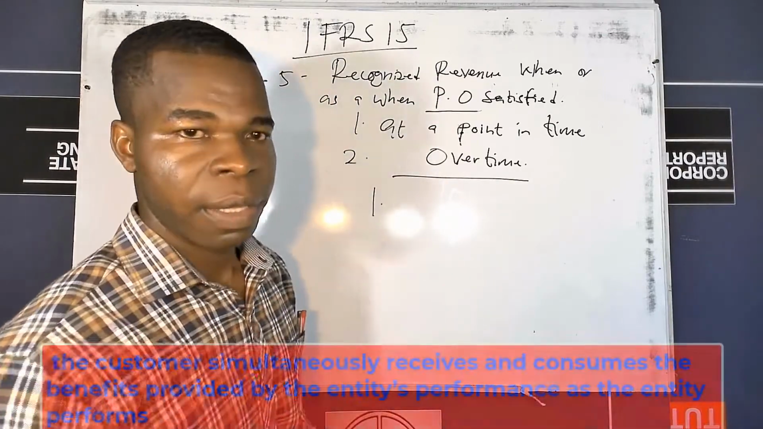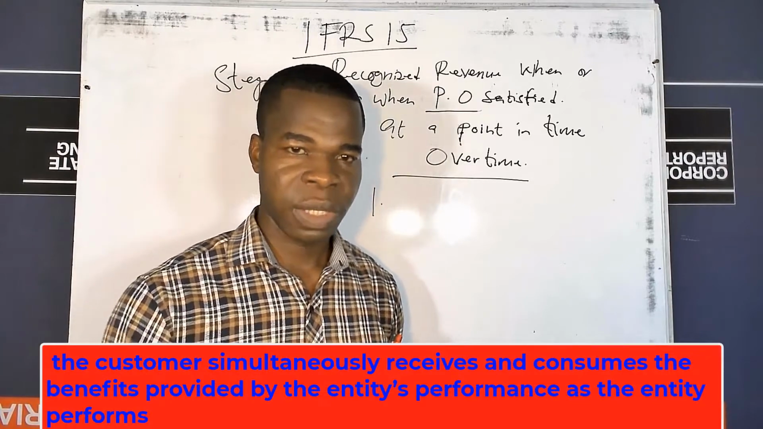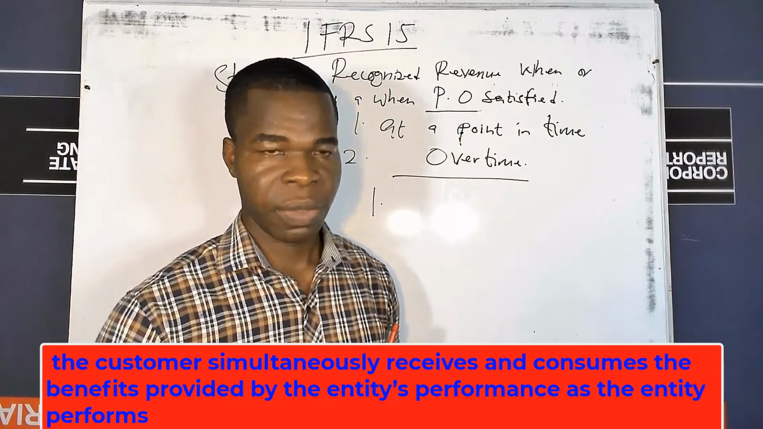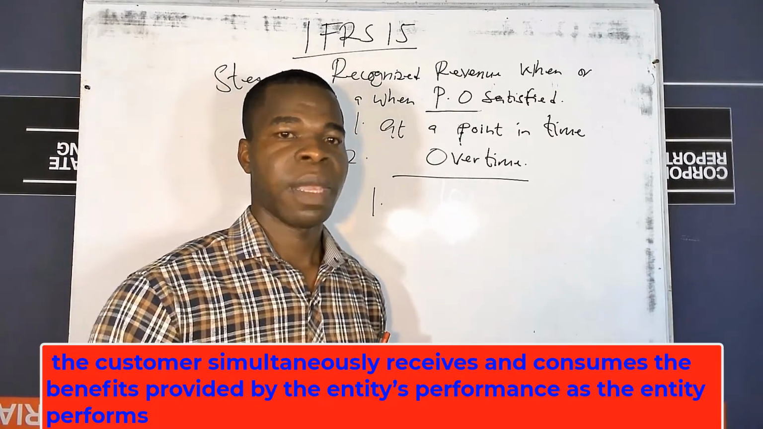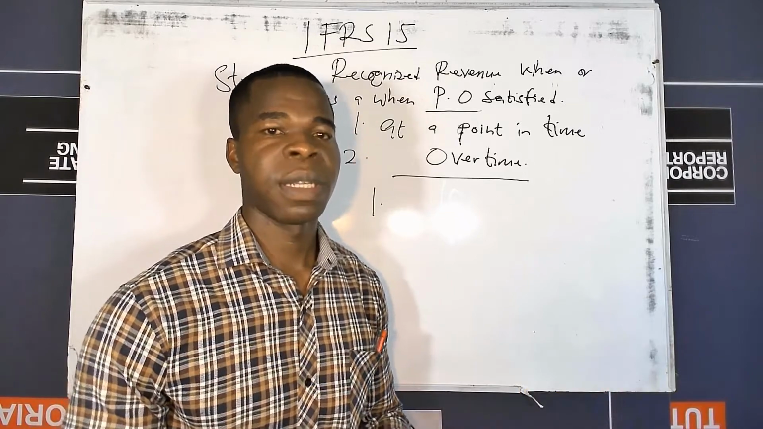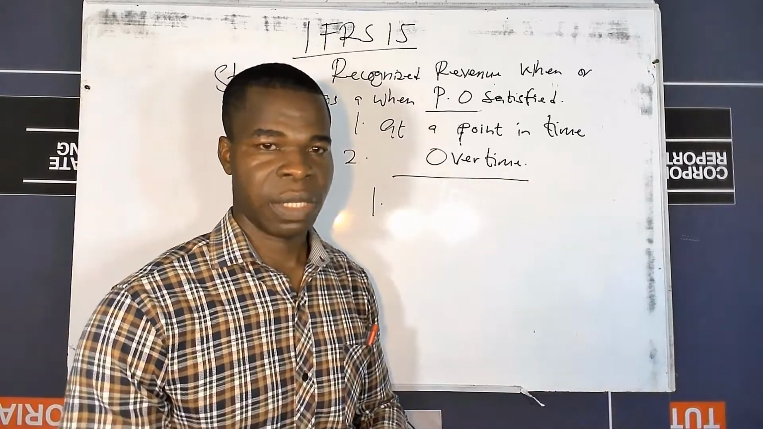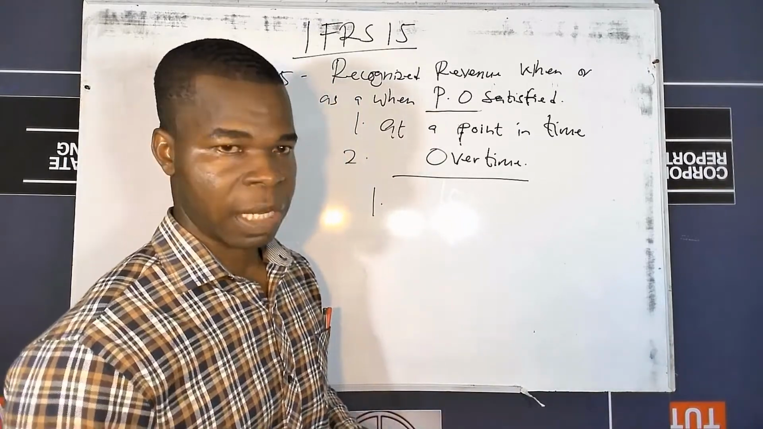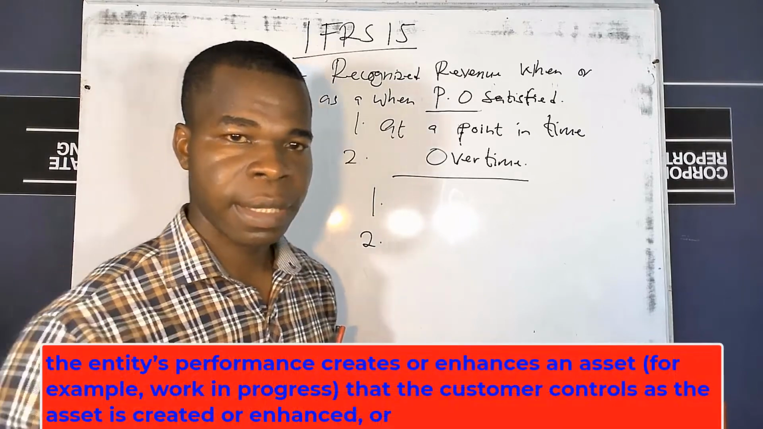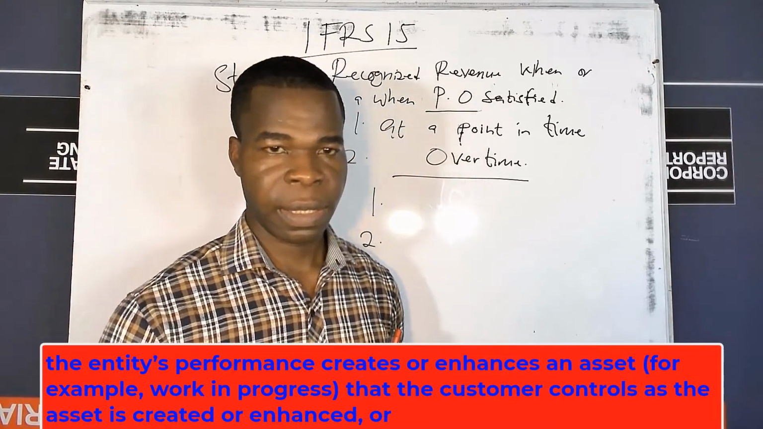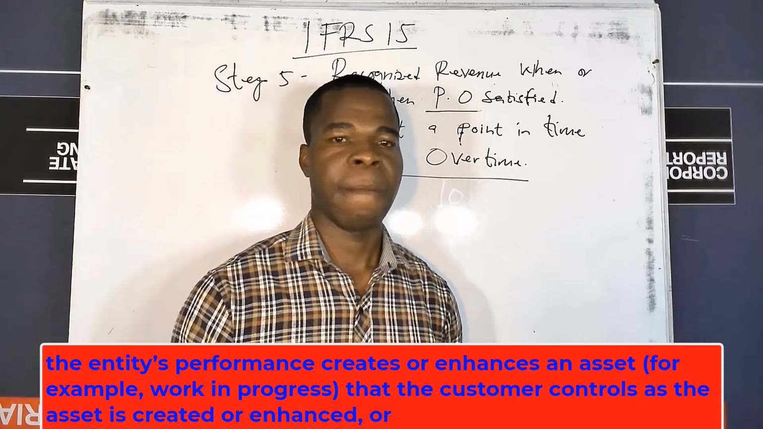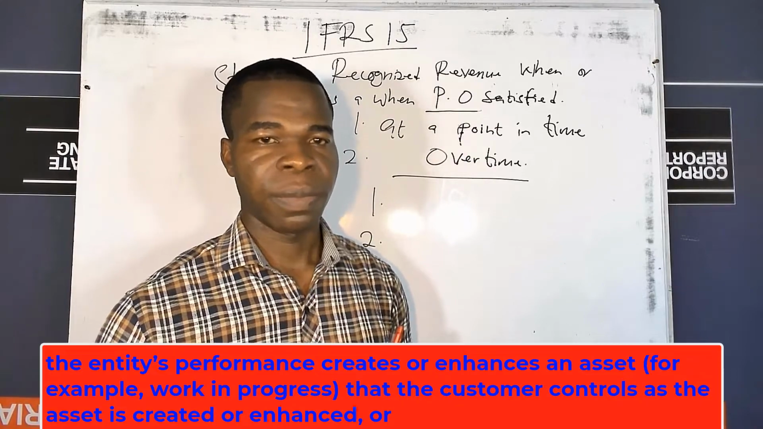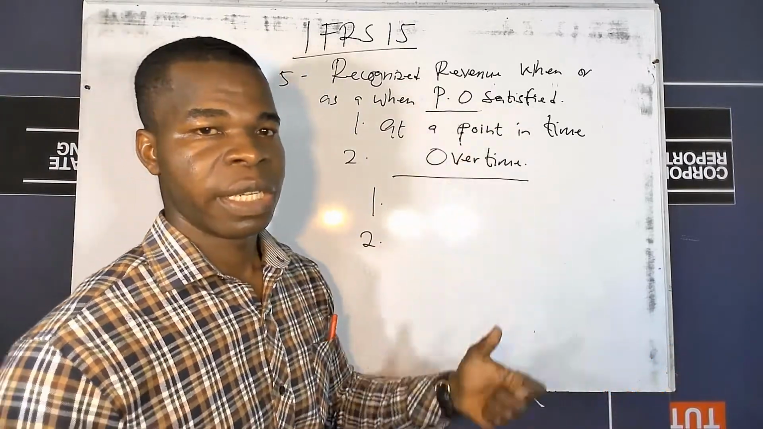One, the customer must simultaneously receive and enjoy the benefits provided by the performance of the entity. If the customer simultaneously receives and enjoys the benefit provided by the entity's performance, then we are saying that the performance obligation in that agreement between the entity and the customer will be performed over time. Second, the entity's performance creates or enhances an asset which is controlled or used by the customer. So anytime the performance obligation creates an asset for the customer, we say that the performance obligation is satisfied over time.